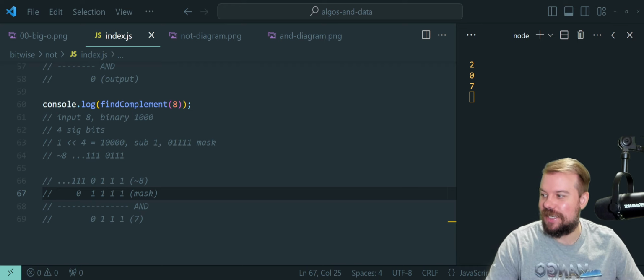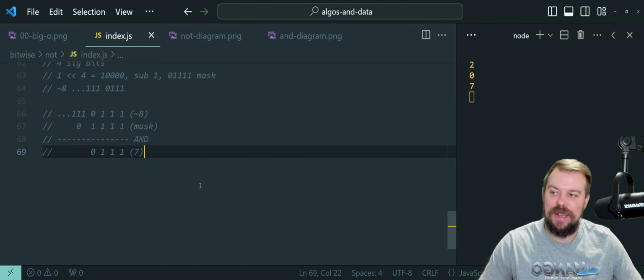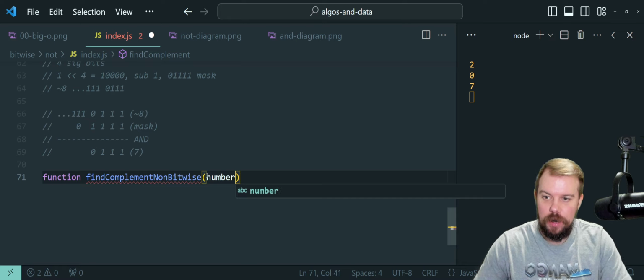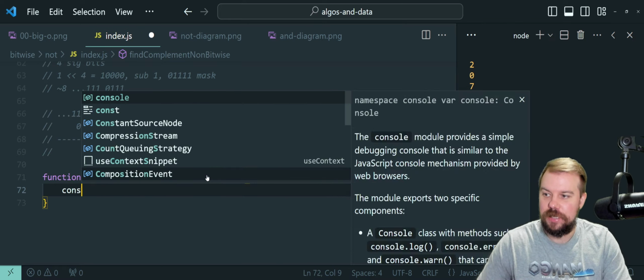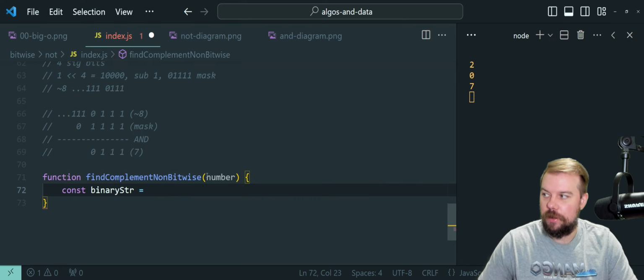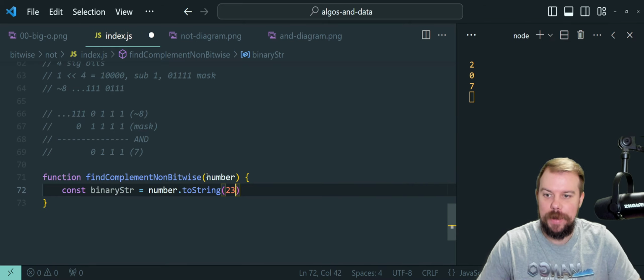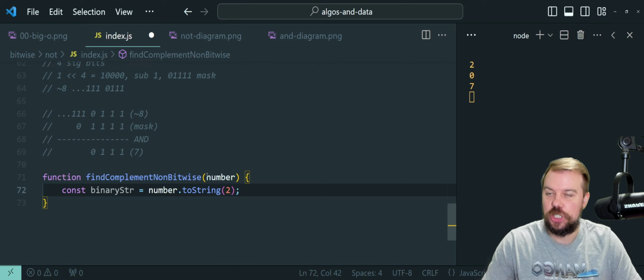I did say that this is actually a bit more complex than just doing this in vanilla JavaScript, and if you didn't know bitwise operators, right? So this is super cool to know how to do. But let's see how it implements without it. So we're going to say function findComplementNonBitwise, inputNumber. What we need to do is, like before, we can take the number and convert it to a binary string by calling .toString, passing in a base of 2. That gets us a string value of our binary number.